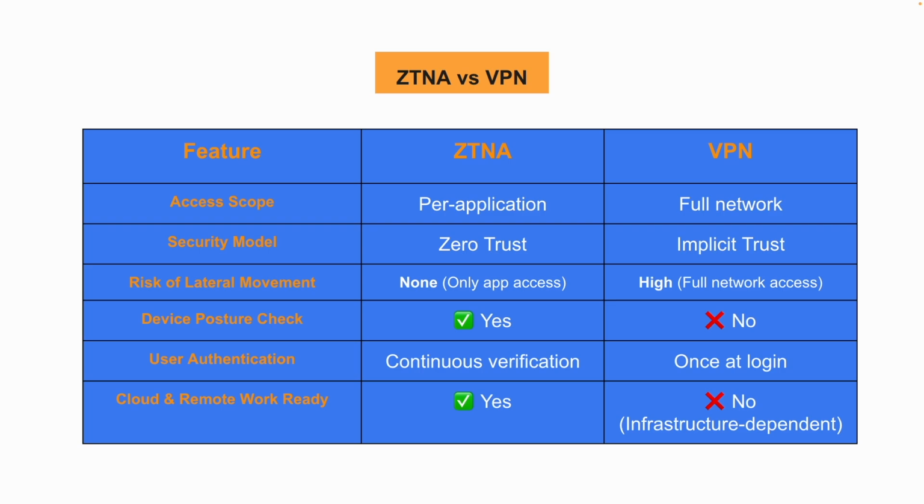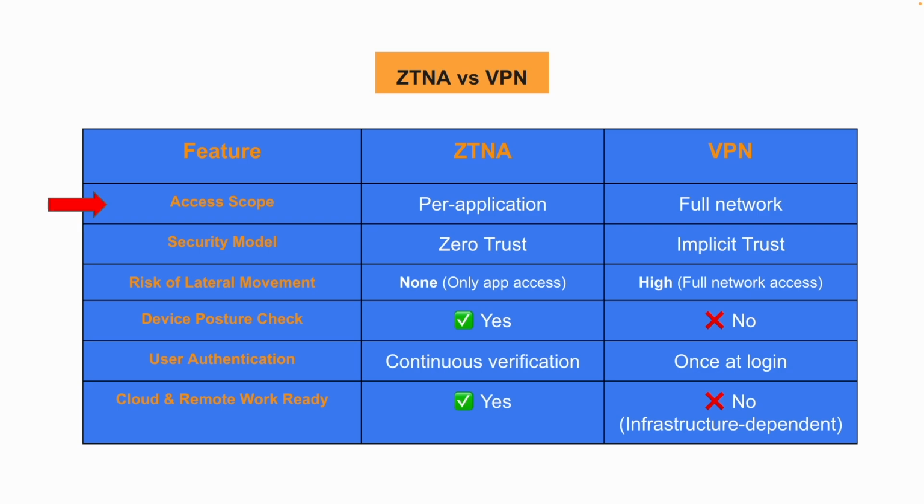Lastly, let's go over the key differences between ZTNA and VPN one by one. To differentiate, we will consider specific features and compare how ZTNA and VPN behave in each aspect. First is access scope, which means how the access is granted to the users.